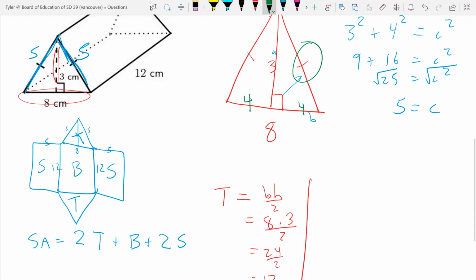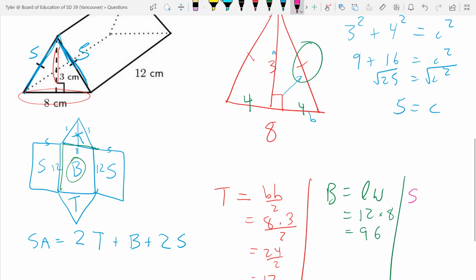Then we're going to figure out the base. So base is a rectangle, so it's length times width. When I look at my diagram here, I have 12 and 8. So 12 times 8, that's going to be 96. Nice. And then the last one is the side triangle, or rectangle, I'm sorry. This one right here. Again, it's length times width. And when I look, it's 12 and 5. So 12 times 5, that's 60.